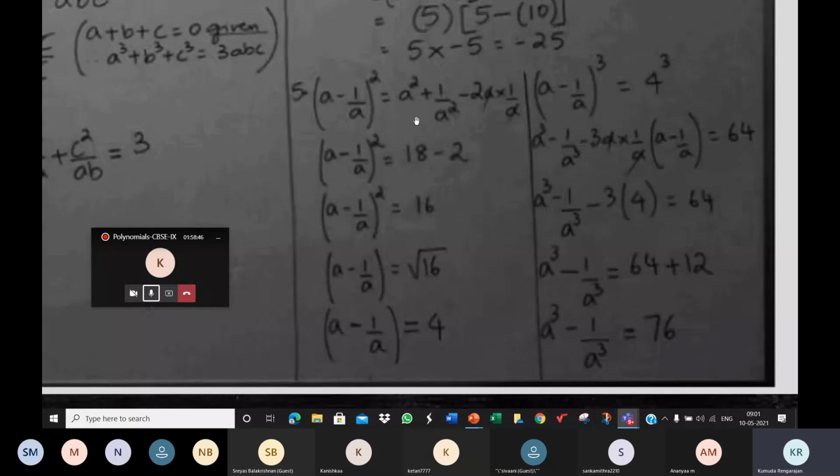On squaring, you get a square plus b square minus 2ab. a minus b the whole square, or x minus y the whole square, is equal to x square plus y square minus 2xy. That's what you see here. We know the value of a square plus 1 by a square is 18. 18 minus 2, 16. So a minus 1 by a is 4.